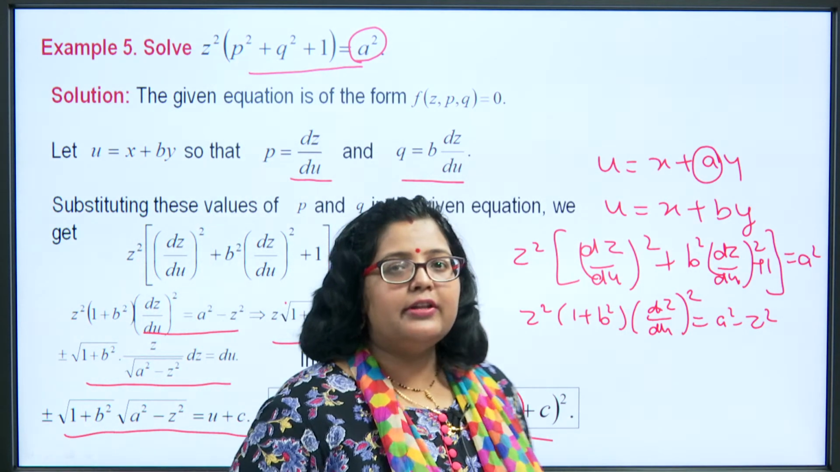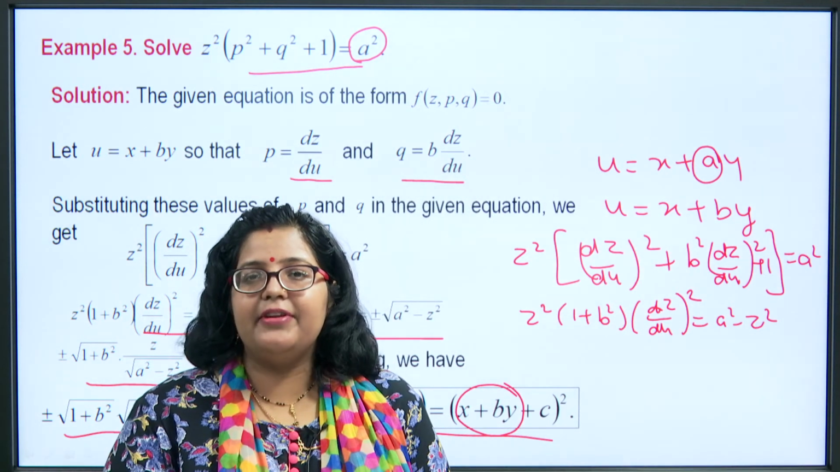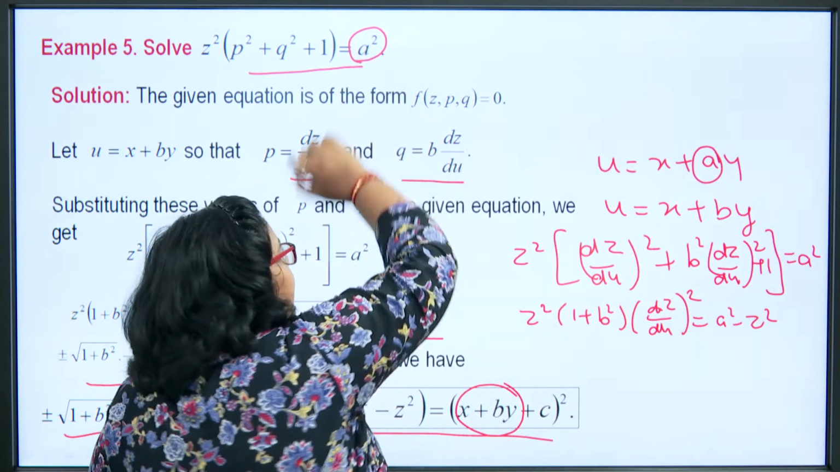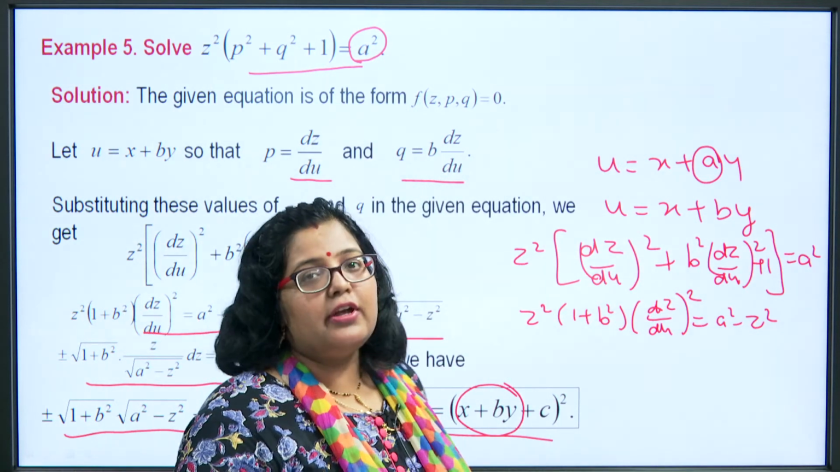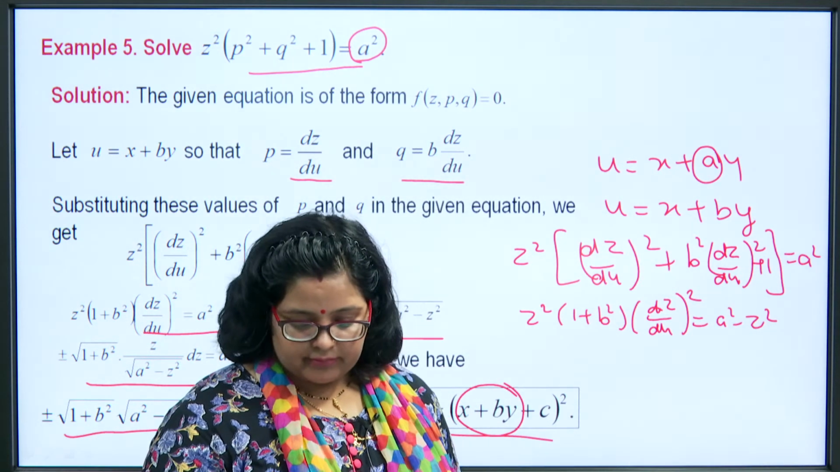Here a question may arise in the minds of students: there seem to be three arbitrary constants a, b, c, but a is not an arbitrary constant here, this a is fixed in the equation. So here there are only two arbitrary constants, b and c.